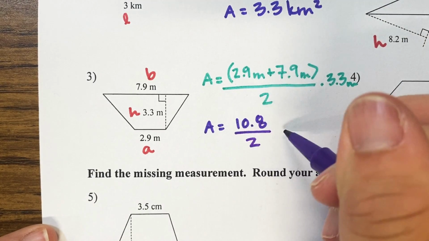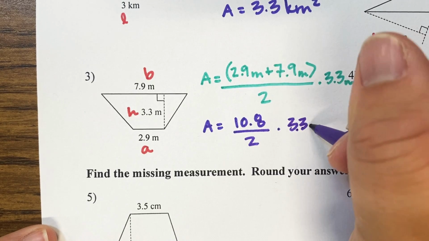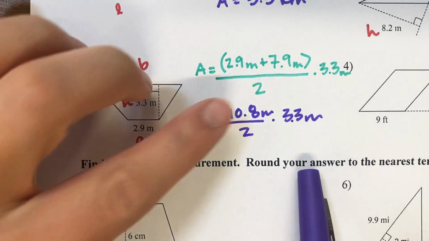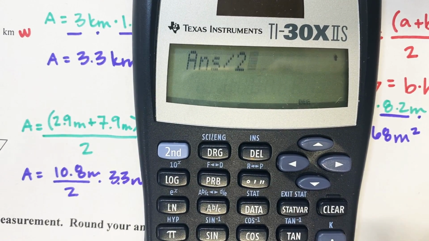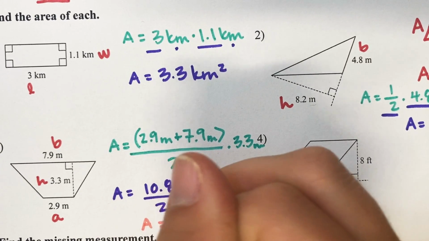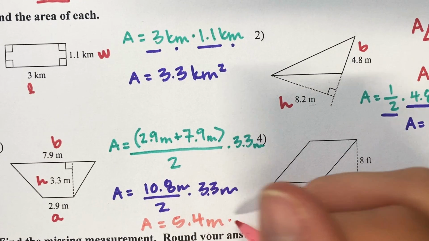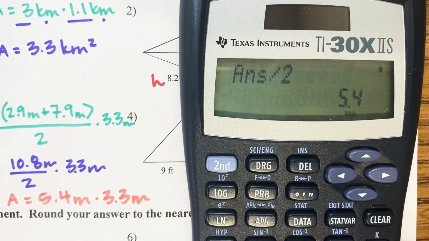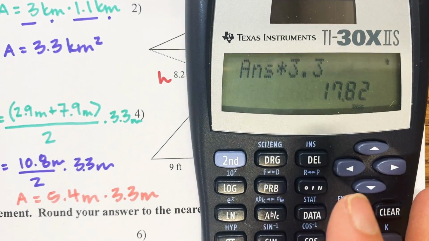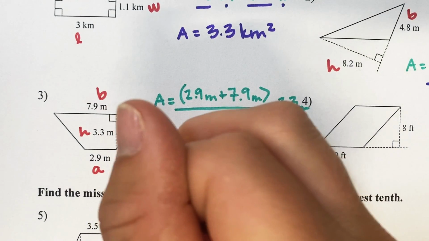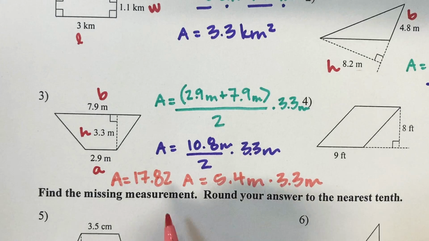It's still going to be divided by 2 and then multiplied by our height, 3.3 meters. Okay, so now let's go ahead and solve this piece. We need to divide by 2 before we multiply it by the height. So I'm going to take 10.8, which is still in my calculator, divided by 2, and I get 5.4. My last step is to multiply it by the height, and let's see what we get. 5.4 times 3.3. And we get our area, I'm going to write it right here because I don't have a ton of room. Area equals 17.82 what? What are my units?